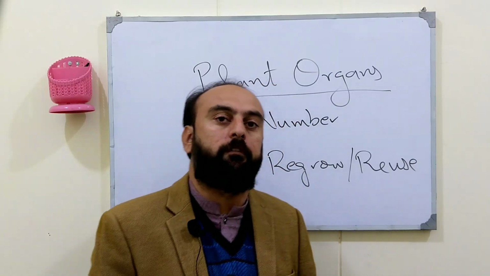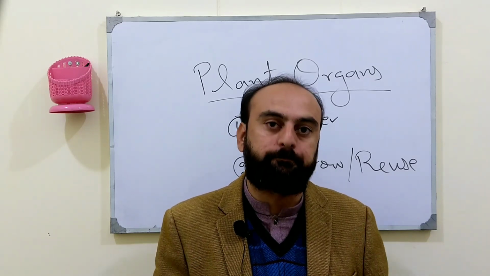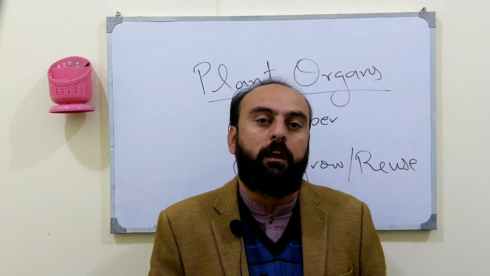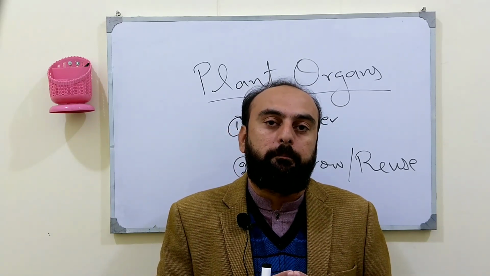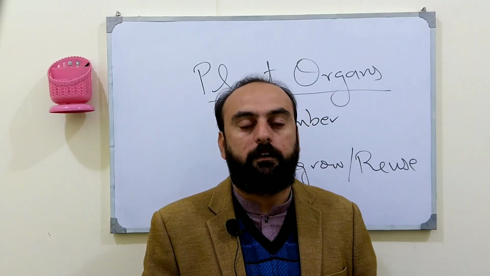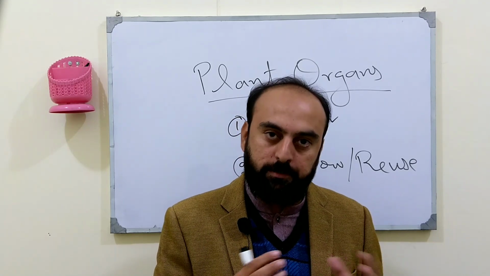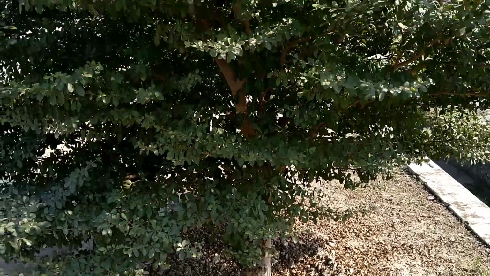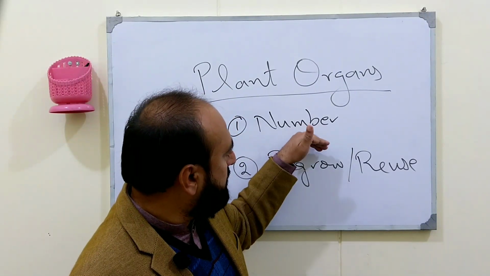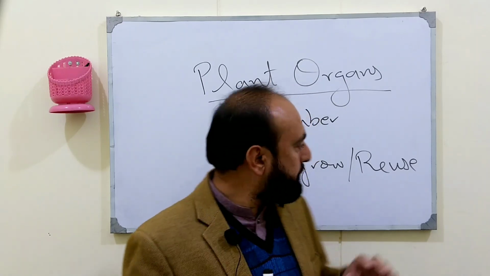For example, we have one nose and two hands. We have one brain and two kidneys. Whereas plants can have many of them. For example, a plant can have dozens of stems, thousands of leaves. So that is the first difference in the number of plant organs.